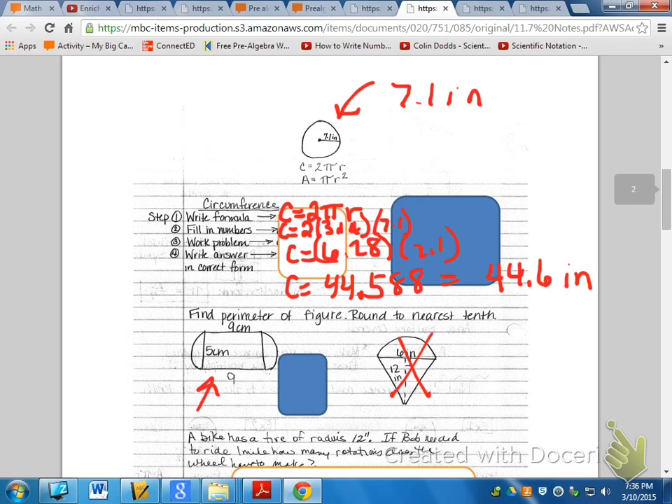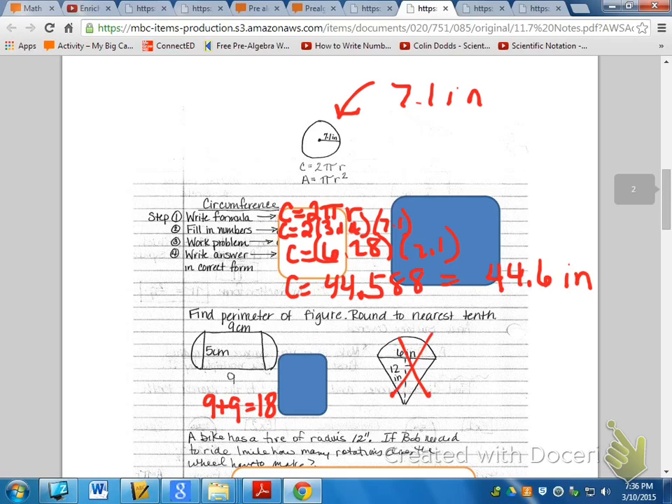It looks like I've got the outsides of this rectangle as part of the perimeter, plus two semicircles. So if I put the two semicircles together, I would have a full circle. To find this perimeter, I'm going to add, first of all, my 9 plus 9. So the two sides are going to give me 18.